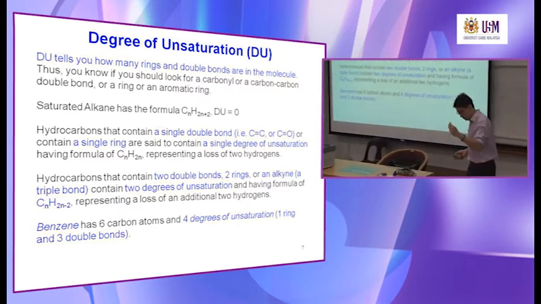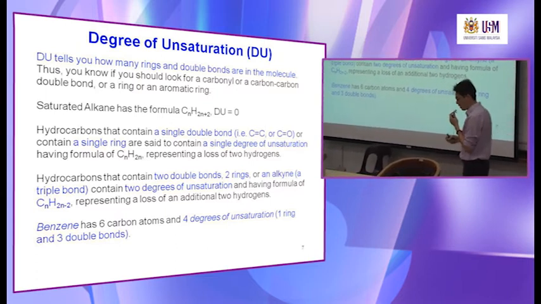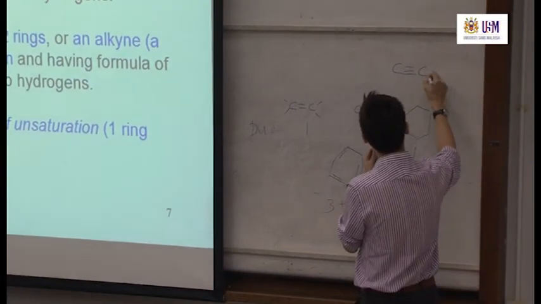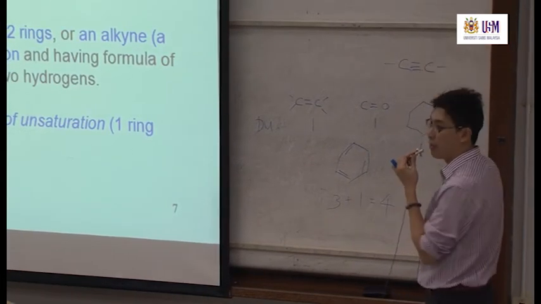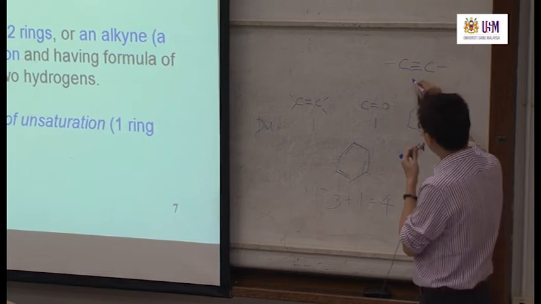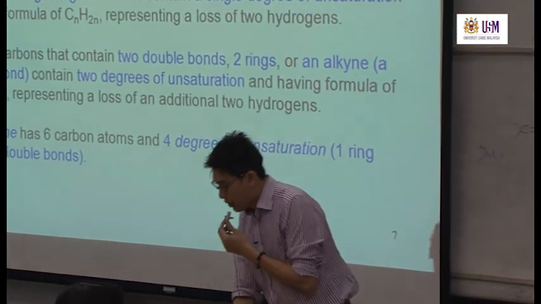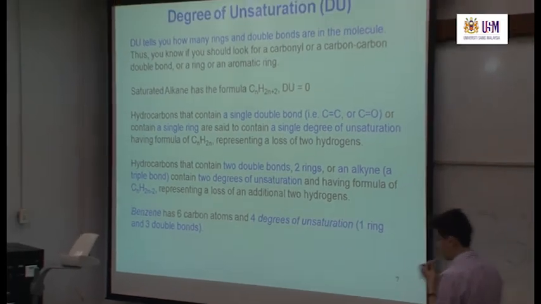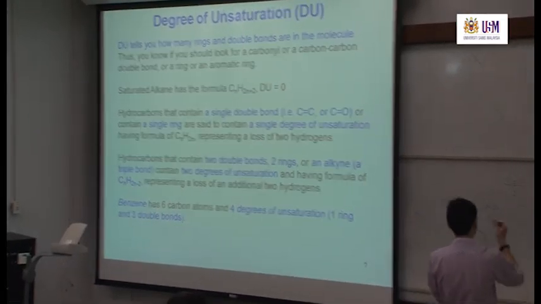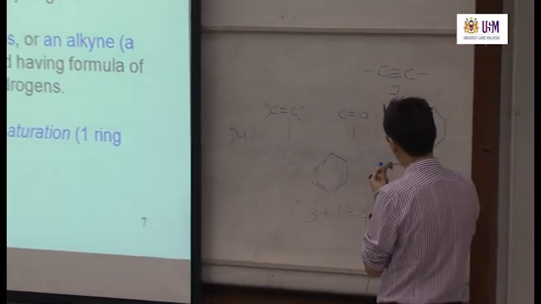So hydrocarbon that contains 2 double bonds. Oh, I forgot to mention this. How about if you have a triple bond? A triple bond is like 1 double bond, 2 double bonds, so it has a degree of unsaturation of 2. So a hydrocarbon that contains 2 double bonds or 2 rings. If you have 2 rings, you can add a ring here. In this case, it is 2 rings. This is 2.